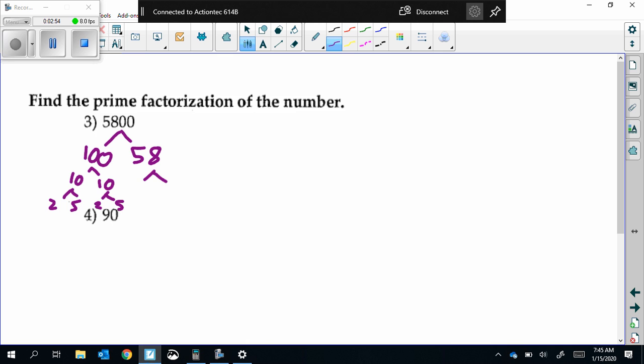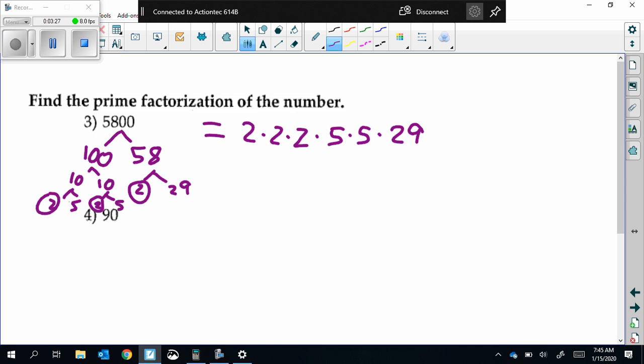58 ends in an 8, so that's 2, and that'll be 29. And 29 is prime. It's just a bigger prime number. So the prime factorization is you write out all of these numbers. Just doing this gets you them, but now you write them out. We got a 2, another 2, and another 2. So 2 times 2 times 2. And then a 5 and a 5. And then the 29. Write them all out.